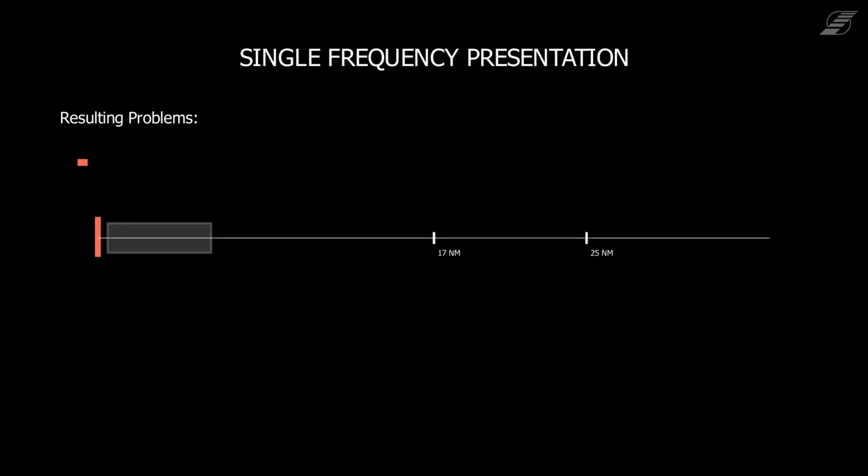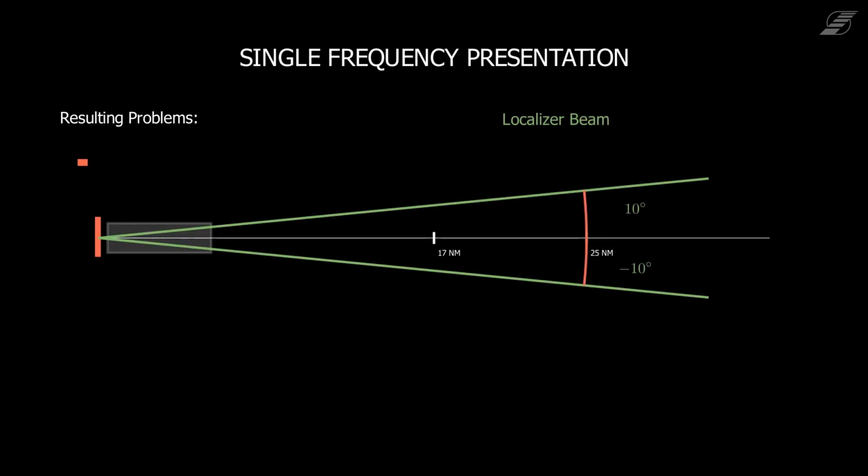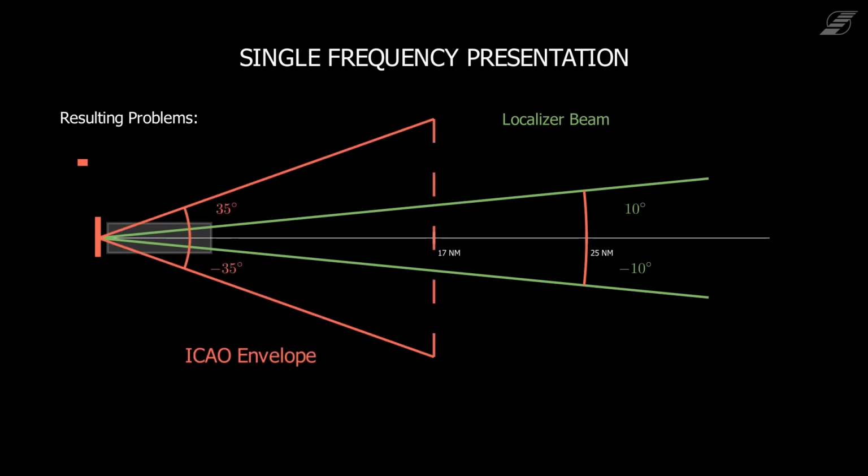Furthermore, ICAO has guidelines that need to be fulfilled. The localizer beam has to be in an envelope of plus/minus 10 degrees at a distance of 25 nautical miles. Furthermore, at a distance of 17 nautical miles, the aircraft needs to receive a signal at plus/minus 35 degrees. This would not be accomplished with the current system.